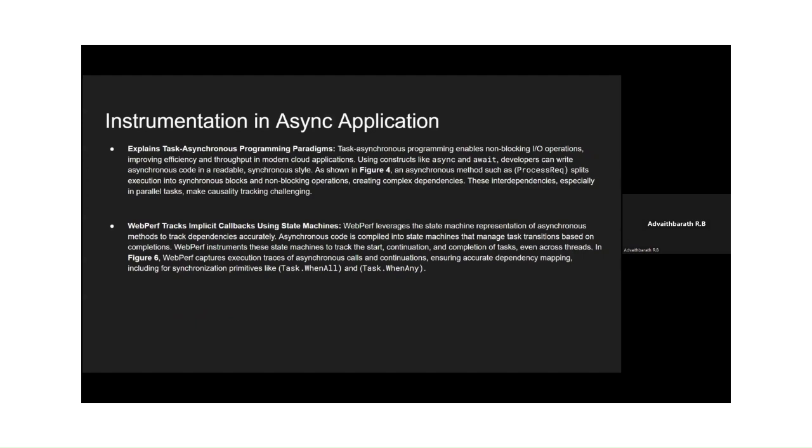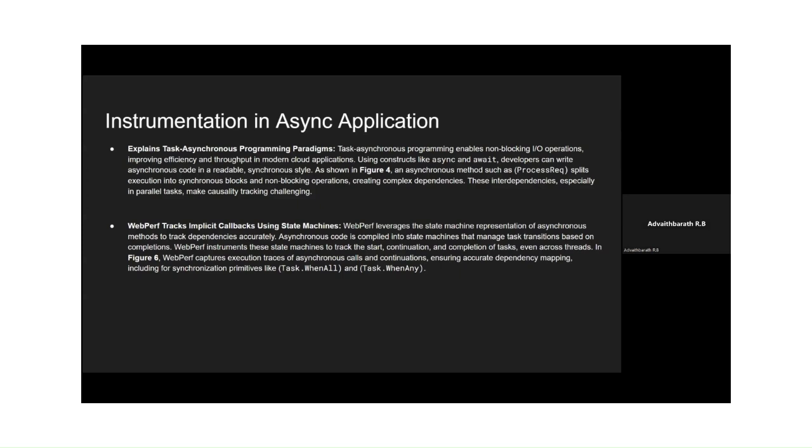Next up is instrumentation and async applications. Modern cloud applications rely heavily on asynchronous programming paradigms to improve efficiency and scalability. This paradigm allows operations like database queries, API calls, and IO tasks to execute concurrently. While this boosts performance, it introduces significant challenges in tracking task dependencies and synchronization points, particularly in highly parallel systems.